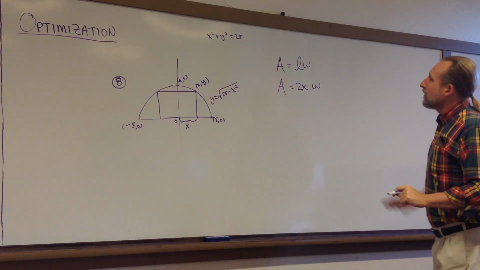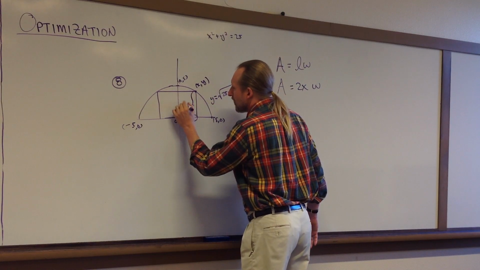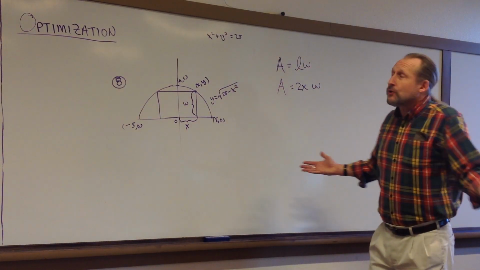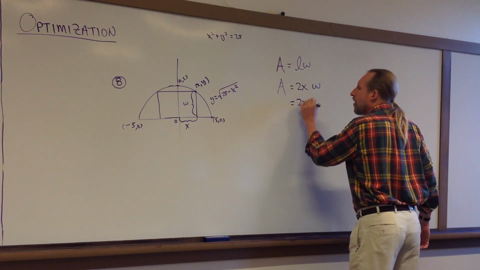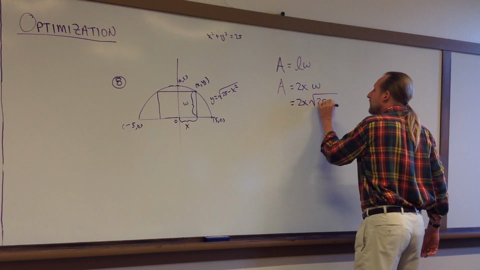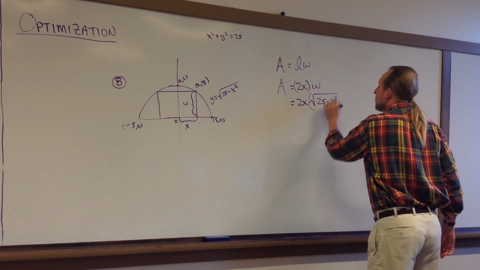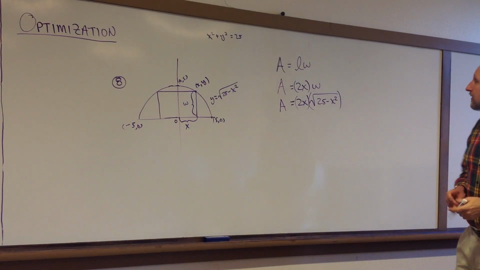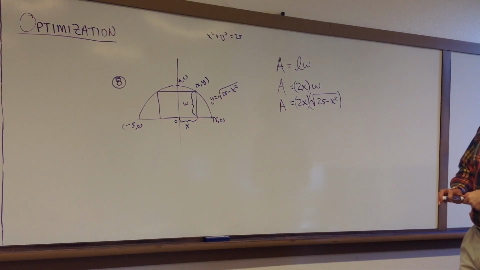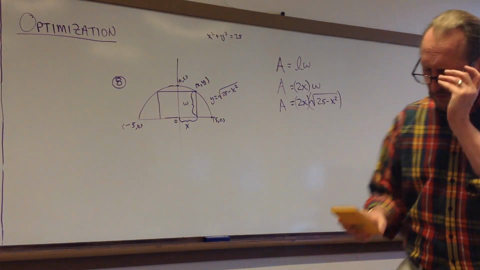Now we need to express the width right here. That's the y coordinate. That's the square root of 25 minus x squared, right? So here's your length, here's your width. This is the area function right here: 2x times the square root of 25 minus x squared. All right, so that's what we want to graph.